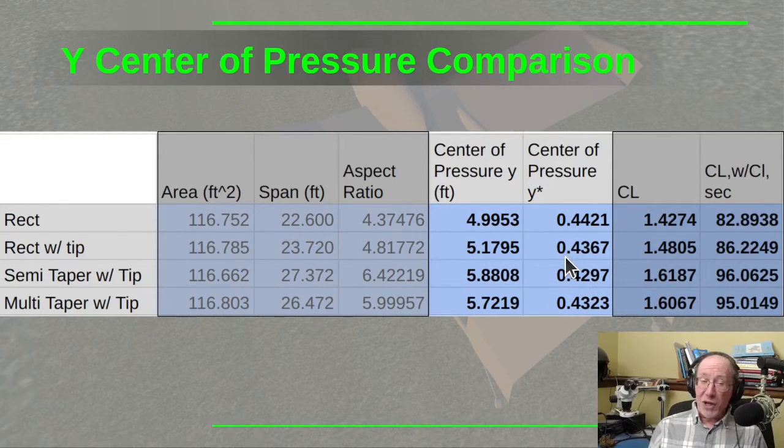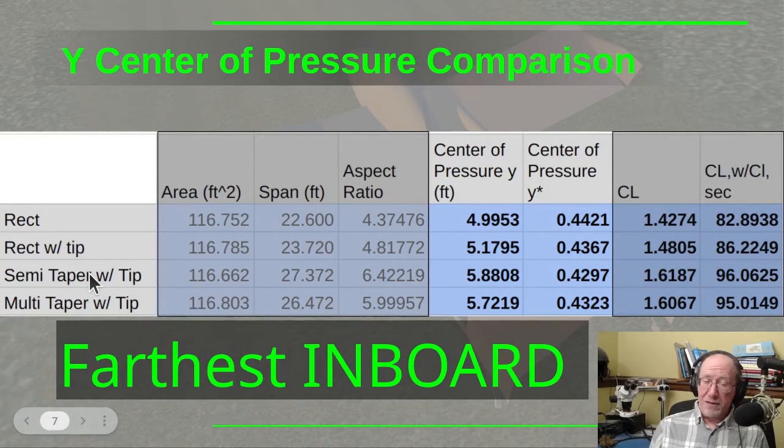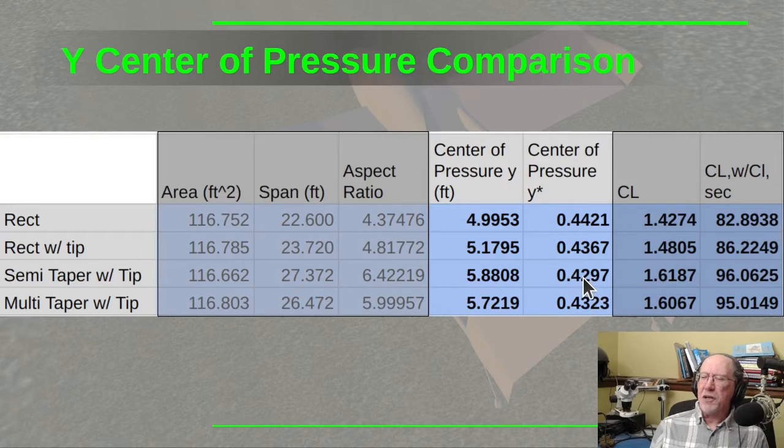But now, these look correct to me, at least the Y-star center of pressure relative to each other. Center of pressure with the tip should move just a little bit farther inboard than the rectangular, and it does. The semi-taper should be the farthest out, and it's at 0.429. And then the multi-taper should be between this rectangular with tip and the semi-taper, and it is. So at least that ordering is correct. So I now have finally done the sanity check, which I should have done a long time ago.